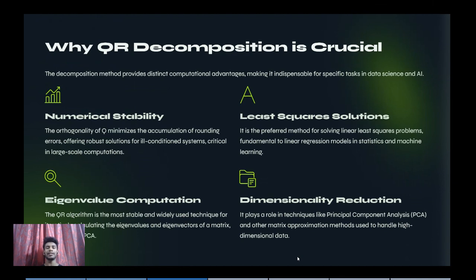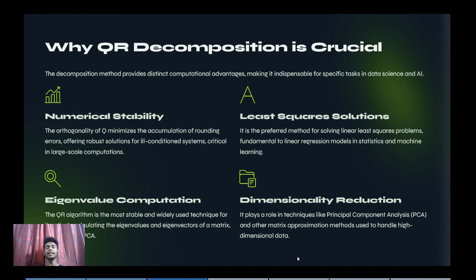So here a question arises: why is QR decomposition crucial? The decomposition method provides distinct computational advantages, making it indispensable for specific tasks in data science and AI. First of all, numerical stability. The orthogonality of Q minimizes the accumulation of rounding errors, offering robust solutions for ill-conditioned systems, critical in large-scale computations.